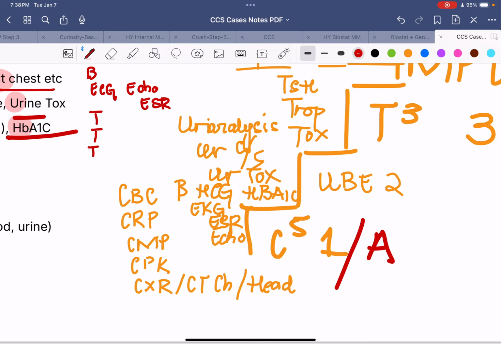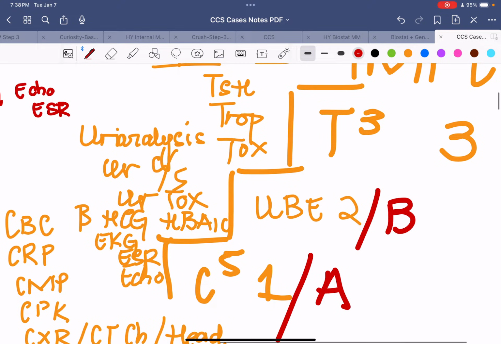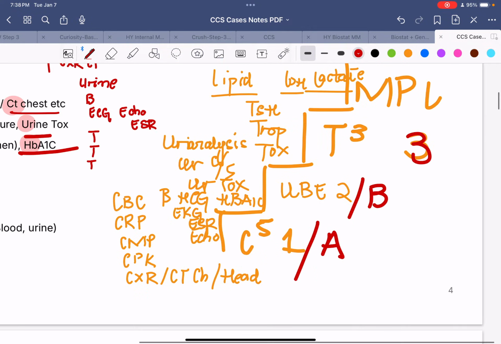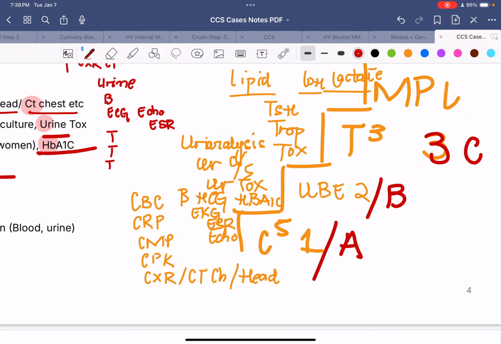Then we have the UBE, which is step number 2, or step number B, in which you are going to do urine analysis along with urine culture sensitivity or urine toxicology. You can pick and choose from these according to your patient situation. B is beta HCG for all women who are pregnant along with HbA1c, and E is for echo, EKG, as well as ESR as needed. Next come the 3 T's, which is step number 3 or step number C, which includes T for TSH, T for troponin, and T for toxicology.